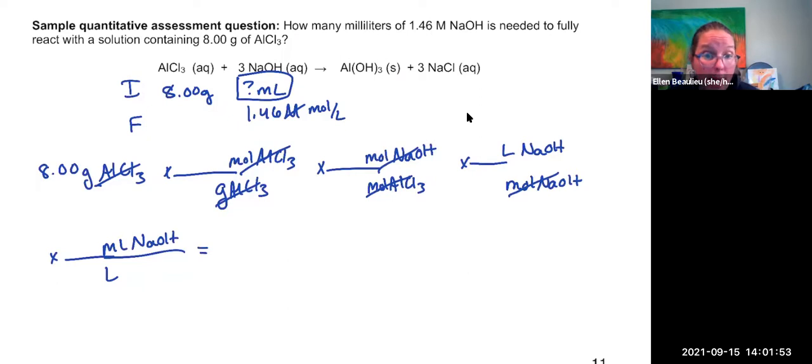Once you have your unit map, you can go through and plug in the numbers. Again, pause your video so you can get all those numbers. And I'll be here when you get back.